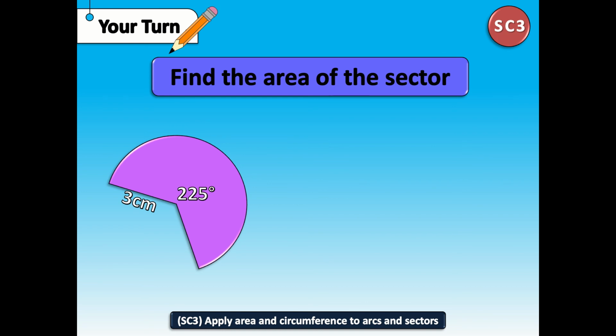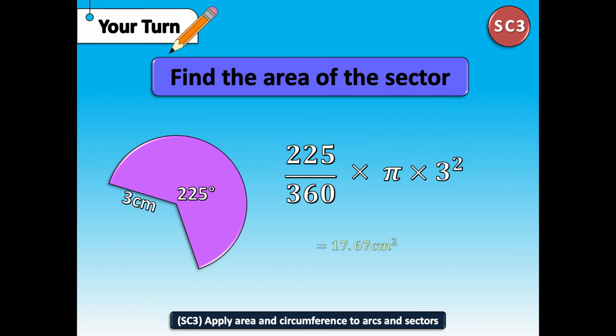So we want to find the area of this sector. So we have 225 degrees out of 360 degrees. So we times that by pi times the radius squared. So our answer is 17.67.